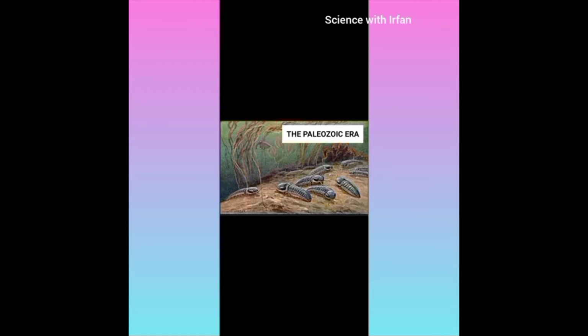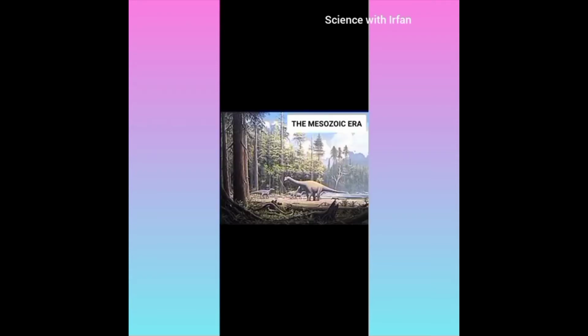90% of all marine animals and 70% of all land organisms became extinct. Now the Paleozoic era is over and the Mesozoic era has started. The Mesozoic era started 252 million years ago and ended 66 million years ago. Pangea split first into two land masses and eventually into what we know as our continents.